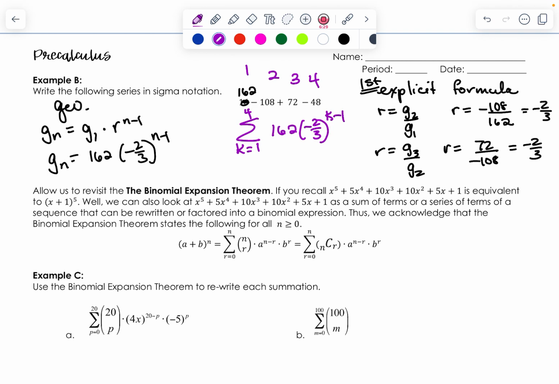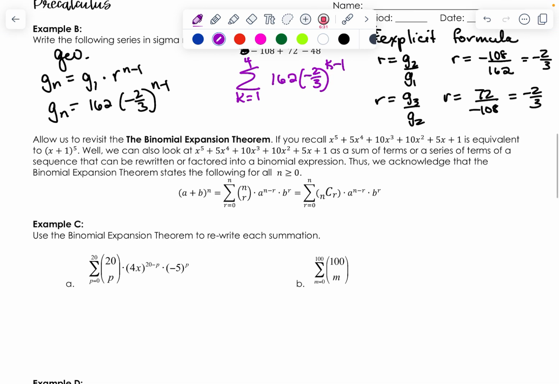All right, now let's revisit the binomial expansion theorem. If you recall, x to the 5th plus 5x to the 4th plus 10x cubed plus 10x squared plus 5x plus 1. Remember that was 1, 5, 10, 10, 5, 1, is the same thing as x plus 1 to the 5th. So we can actually rewrite this using sigma notation.